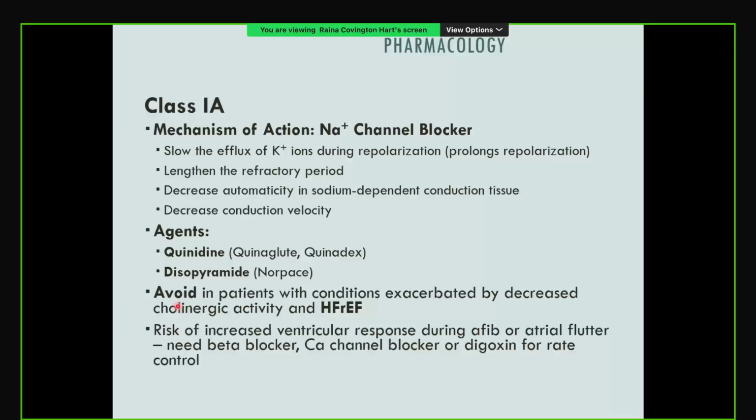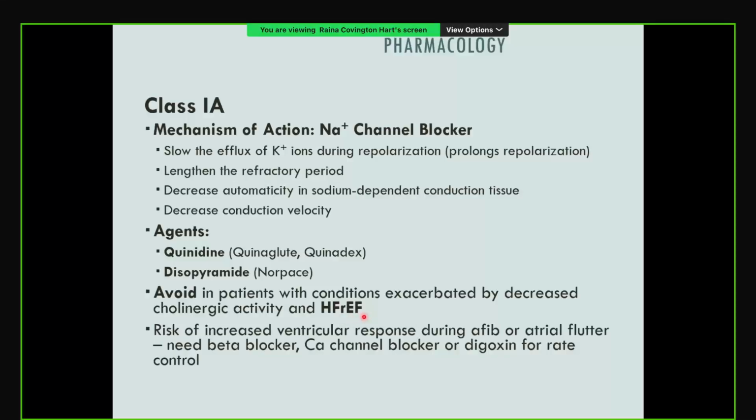This is going to become very important, especially as you get into later blocks in Pharm 2, but you're going to be avoiding in your patients who have decreased cholinergic activity, right? And people who have HFrEF. And we're going to get more into the different types of heart failure, but for now, just remember HFrEF. So that's what this means. Heart failure with a reduced, that's what the R is, ejection fraction, okay?